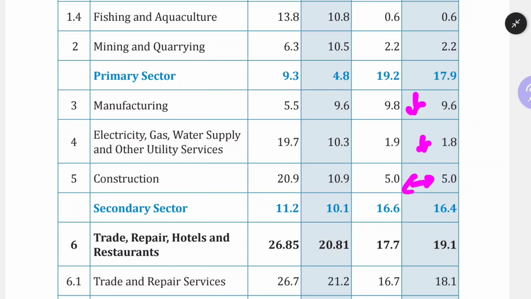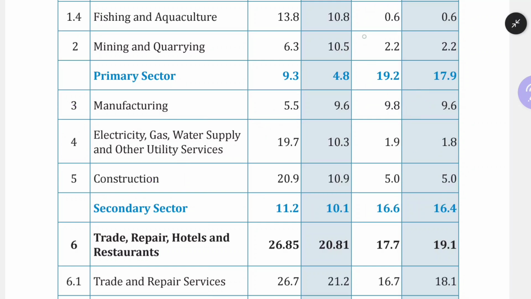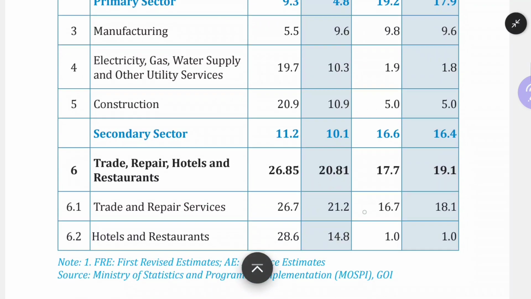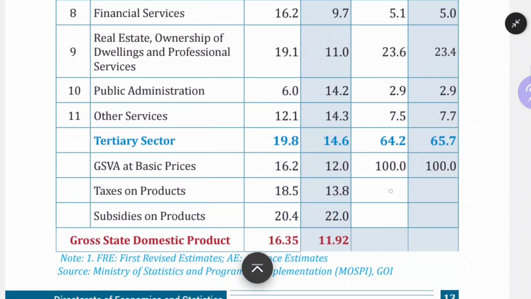So they may ask you, according to the latest Economic Outlook 2024, consider the following statements. They may give the first statement: the manufacturing sector has decreased from the previous year; electricity, gas and water supply has decreased from the previous year; the construction sector has remained stagnant. Like that they may ask you. All the three statements are right. So make sure that you remember this way. Then we have the growth rates with regard to the tertiary sector.